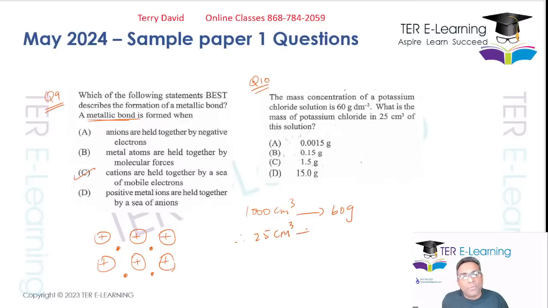To work that out, we're just going to cross multiply. So that's going to be 25 multiplied by 60 divided by 1000, and you're going to get 1.5. So this is going to be 1.5 grams. So the answer is C.